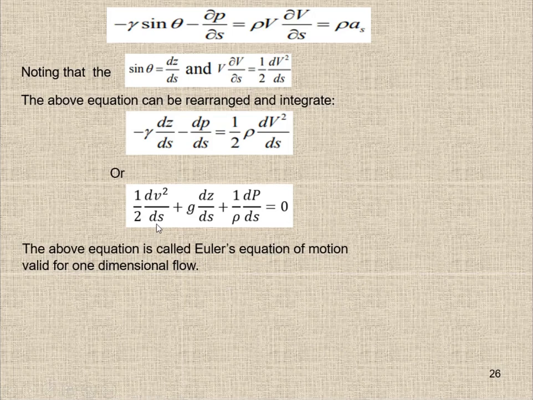This equation is basically called Euler's equation of motion, and it is valid for one-dimensional flow only, because here you see the change in pressure is only in the streamline direction. We started with the normal direction as well, but there is no normal direction, only a one-dimensional flow, that is the streamline direction, or the s direction. All the changes are along the streamlines. So now this is the final Euler equation.